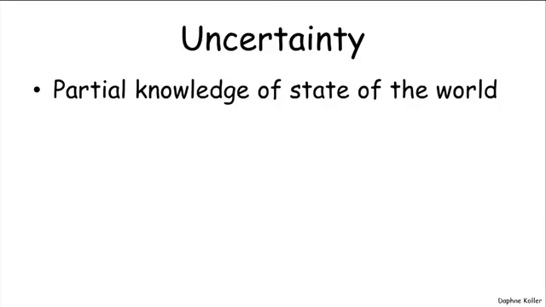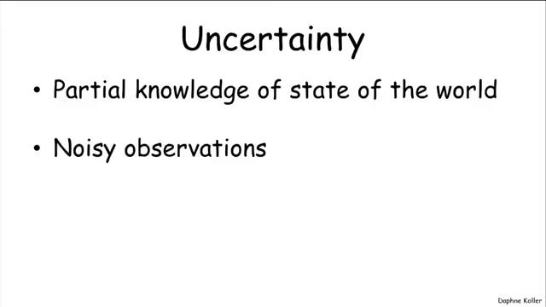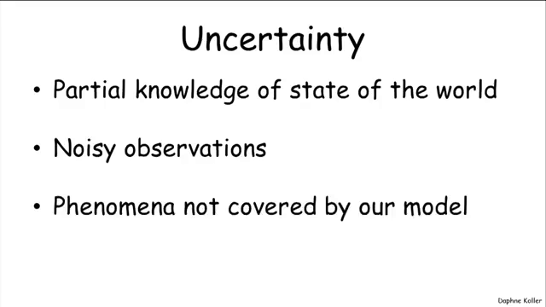First, it comes because we just have partial knowledge of the state of the world. For example, the doctor doesn't get to measure every symptom or every test result, and she's certainly uncertain about the diseases that the patient has. Uncertainty also comes because of noisy observations. Even when we get to observe certain things like blood pressure, those observations are often subject to significant amounts of noise.